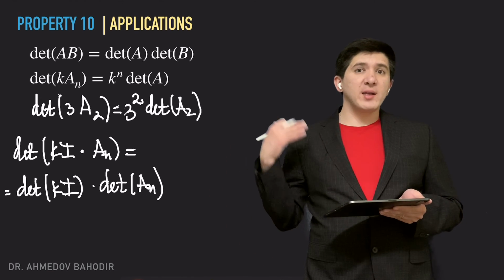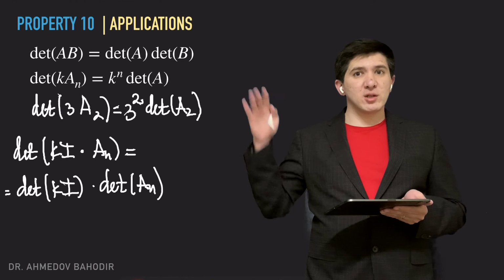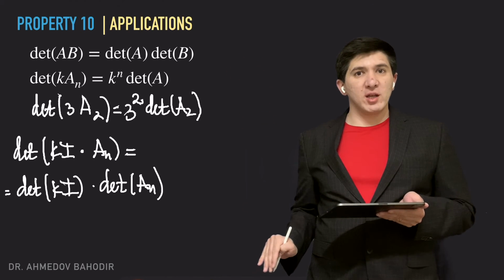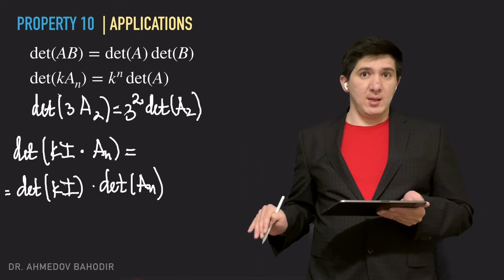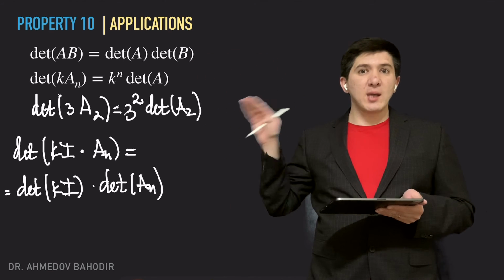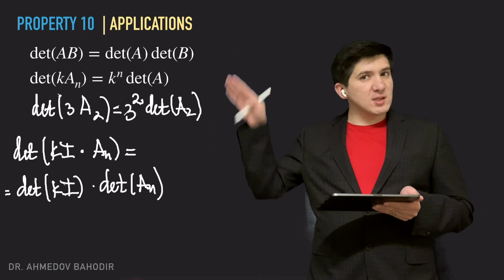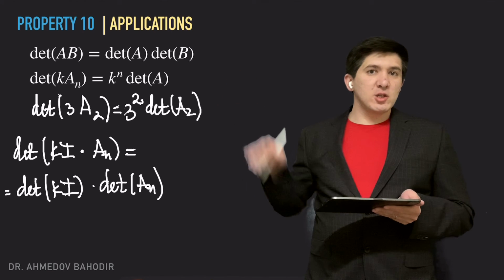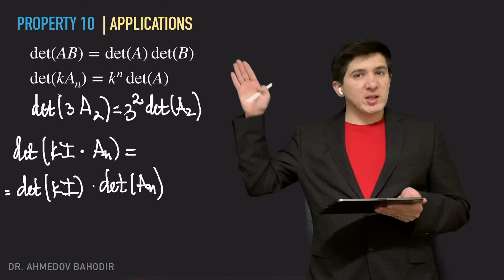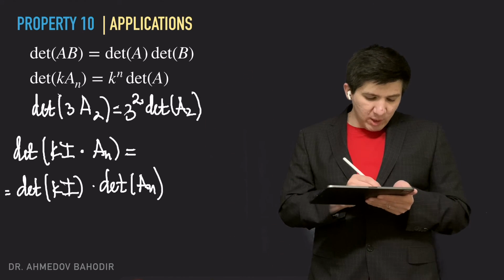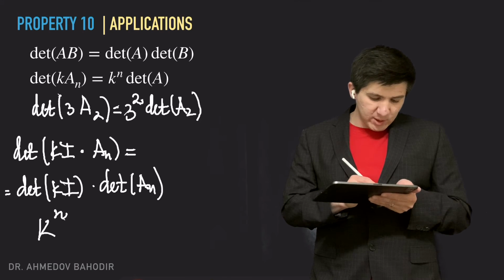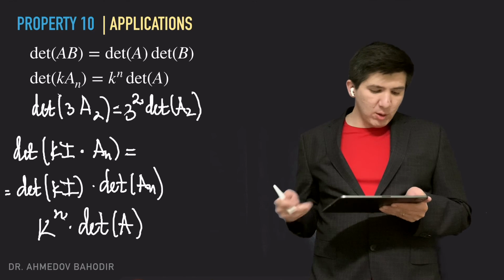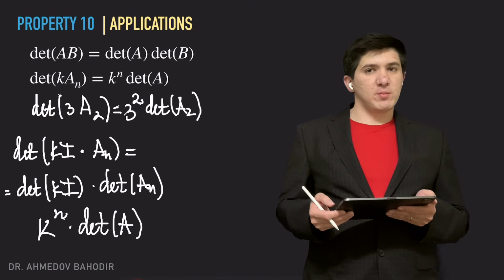So if you multiply k to the identity, you can imagine that all of the diagonal entries of the identity matrix become k instead of 1. So it's going to be k, k, k, k. Since this is a diagonal matrix, its determinant is simply the multiplication of its diagonal entries, which are k's, multiplied n times by itself. Okay, and if you multiply this by the determinant of A, you're going to get the proof of this property.